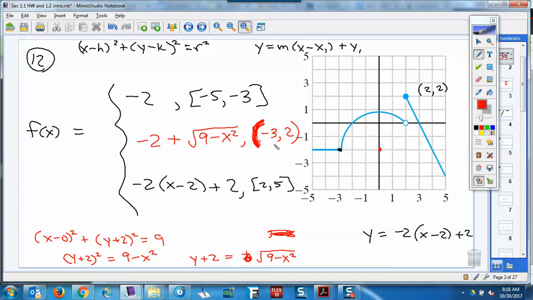All right, so that's number 12. Be prepared, put a big star by that in your notes for Thursday. Review that, okay? Be able to do that.